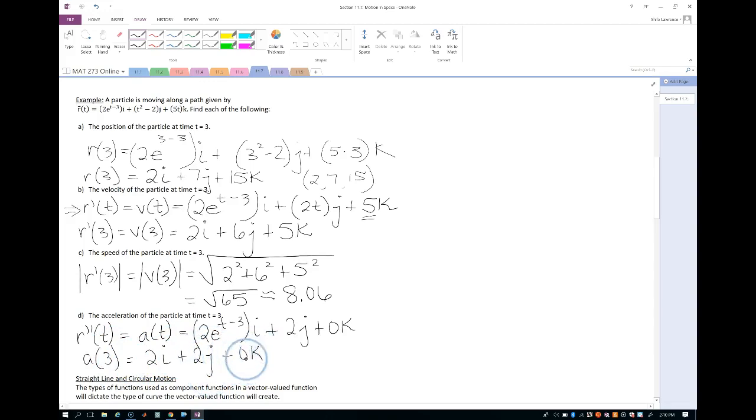So the 0k you don't necessarily have to write. I usually like to write it. If I ever look back at this problem again, I don't want to question myself of where it went or if I made a mistake and forgot to do part of the problem. But what this tells me is that there is no acceleration in the z direction. All of my acceleration is in the x and y directions.